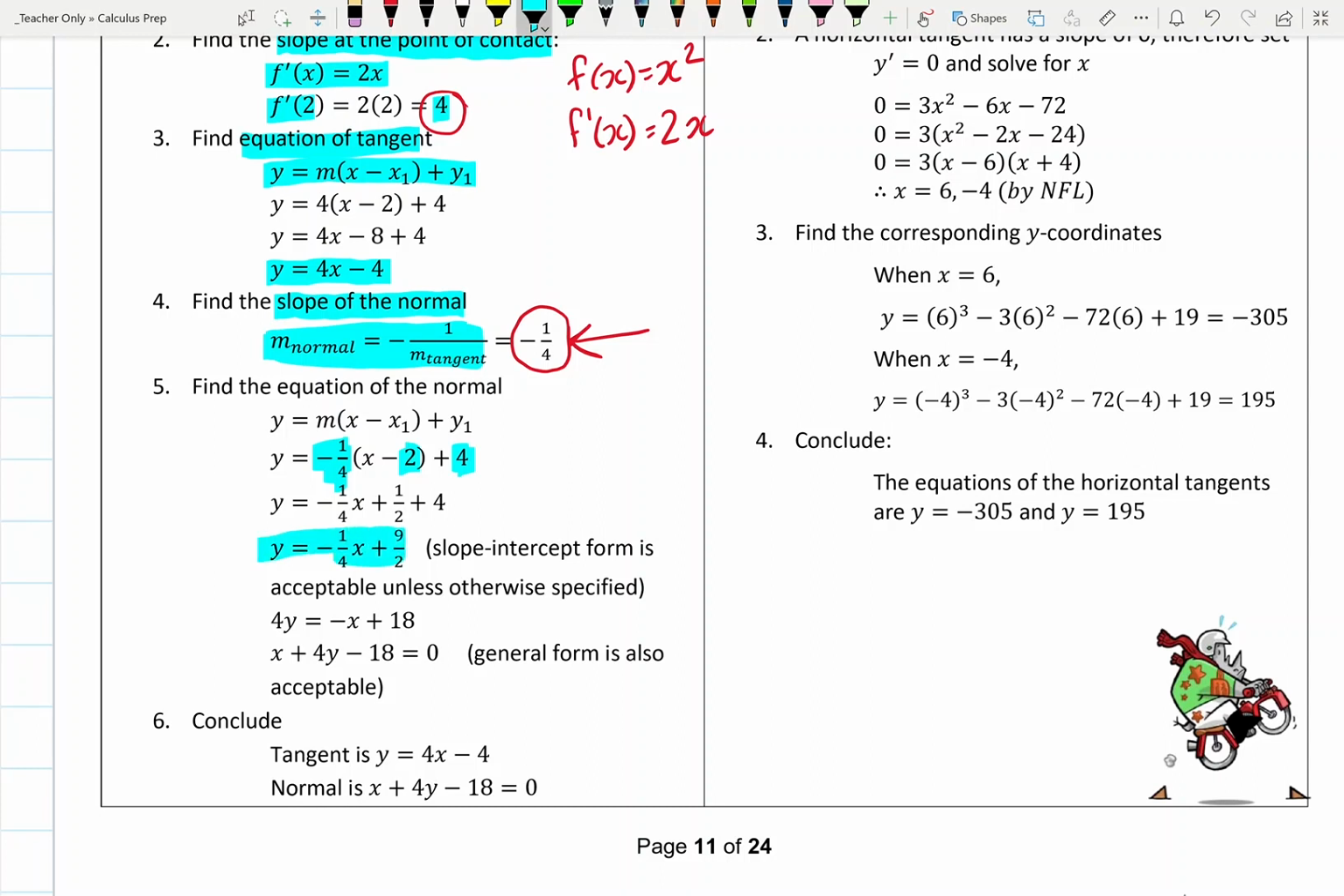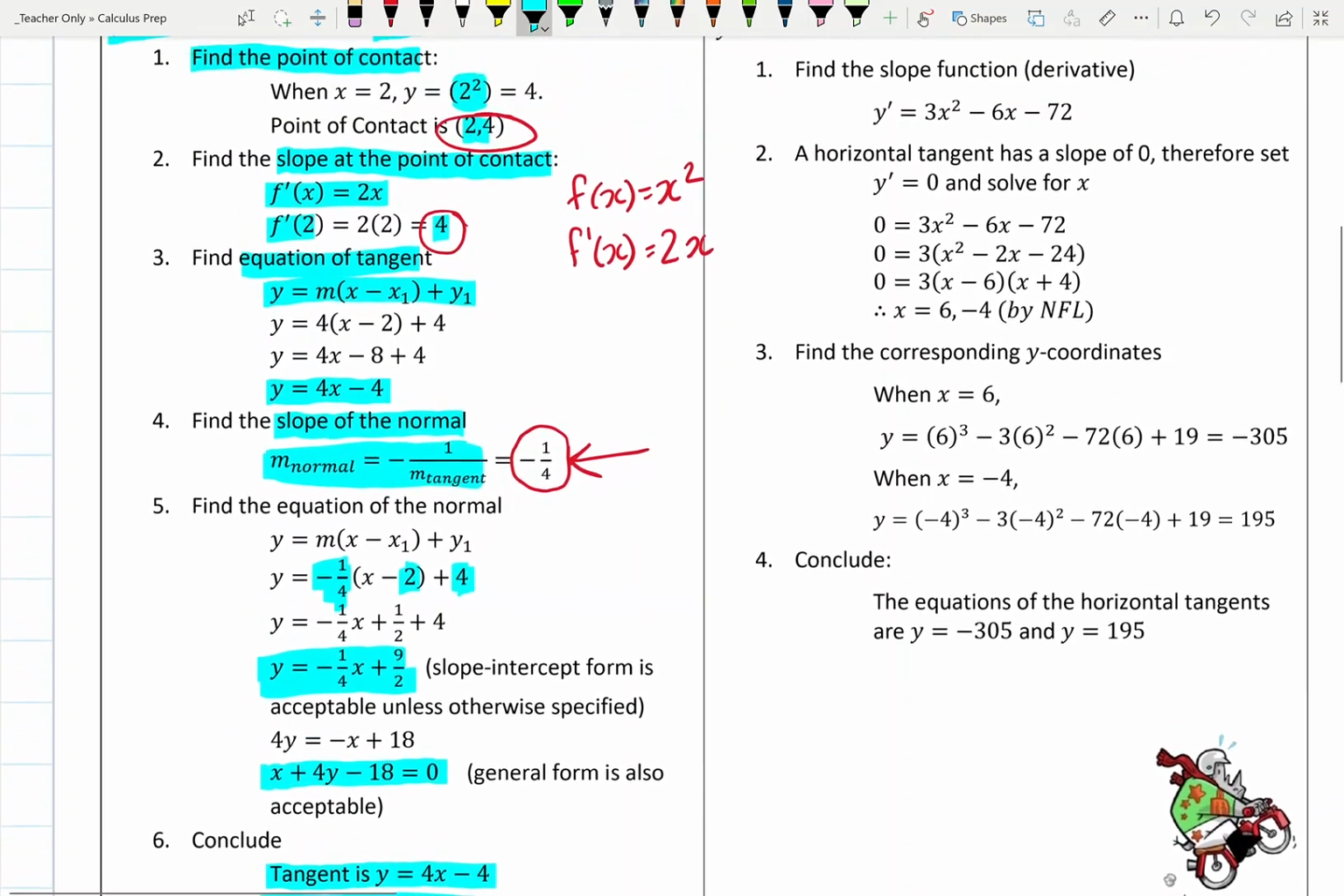So this is the equation of the normal in slope-intercept form, which is totally fine unless otherwise specified. And all I've done here is rearrange it into general or standard form. Not for any particular reason, just because you can if you wish, unless it's specified. So from there we conclude, and we need to state quite specifically that the tangent is this function and the normal is this function. You can't just write down the two equations of the straight lines. You must be very clear about which one is which.